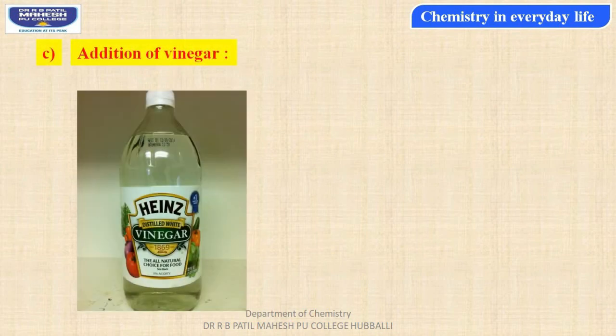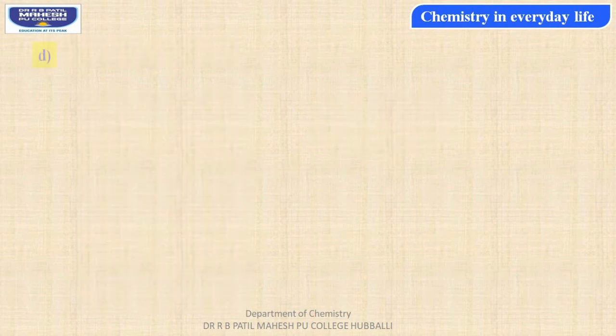Students, vinegar is nothing but acetic acid. It is also called sour wine. Normally, we use vinegar in the preparation of pickles and other food items, which increases the shelf life of the food items. Fourth one, addition of other chemicals.